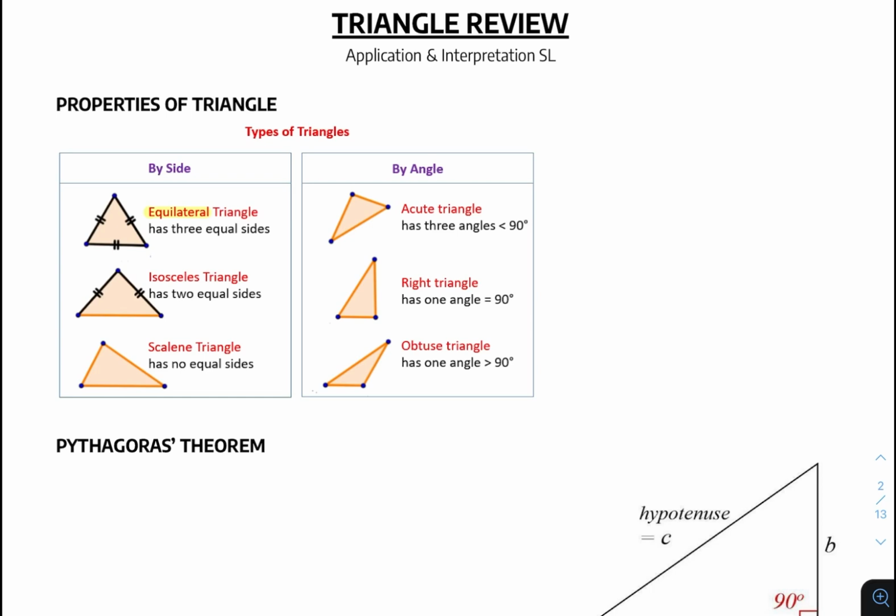So equilateral triangles, every single side and angle is the same. Isosceles, two sides are the same and two angles are the same. Scalene, there are no sides that are equal to each other and no angles either.